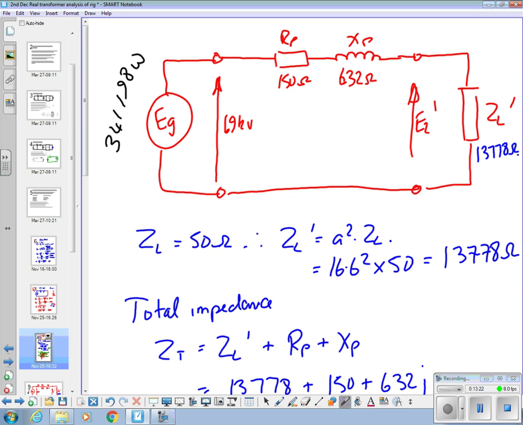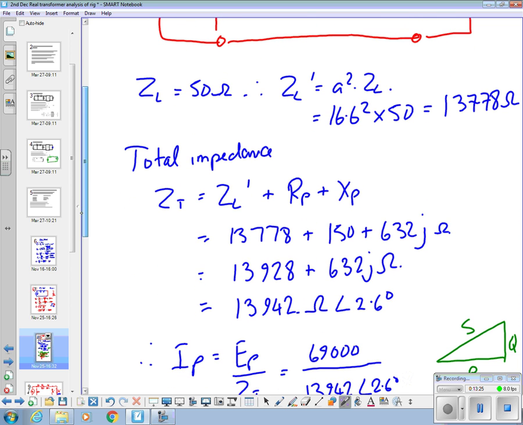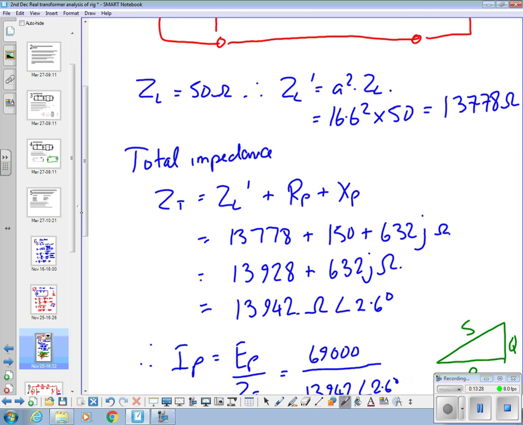The next thing to do is to calculate the total impedance of that circuit. So we need to do some complex arithmetic here. We've got 2 resistor values and 1 reactance value. Do all that complex arithmetic, we end up with a total impedance of 13,942 ohms at an angle of 2.6 degrees.